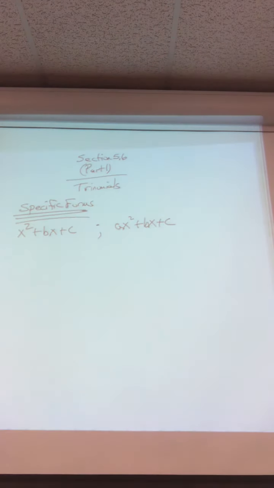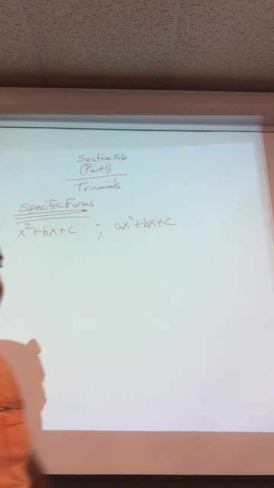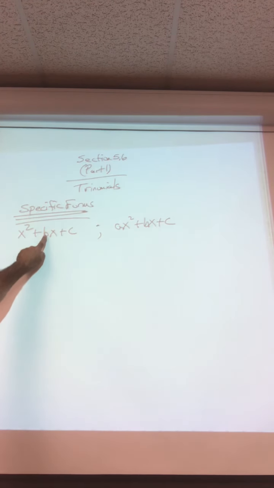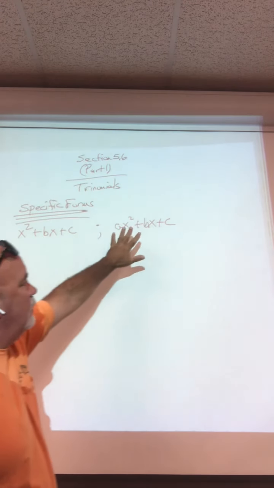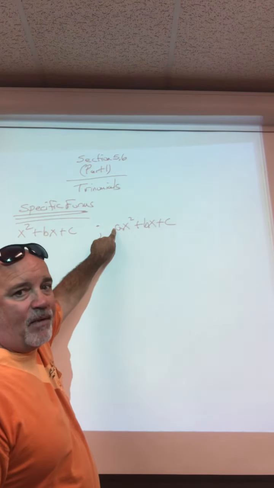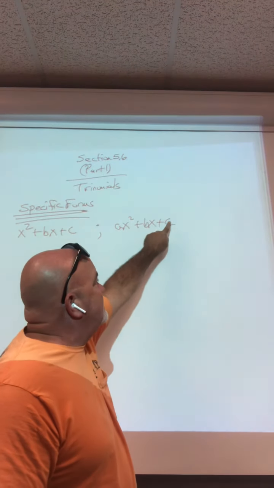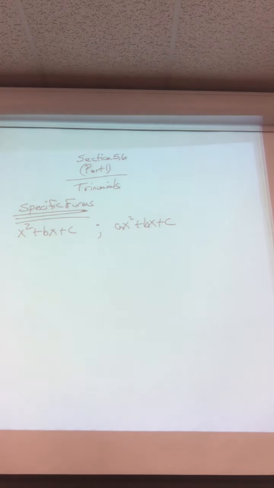Here are the 2 forms that I'm talking about. Now, I know this doesn't mean anything to you right now, but it will as we go through this. So let me explain this first. First of all, B can be positive or negative. B is any number. C is any number. Over here, A is any number, positive or negative. B is any number, positive or negative. C is any number, positive or negative. So here's what we mean.